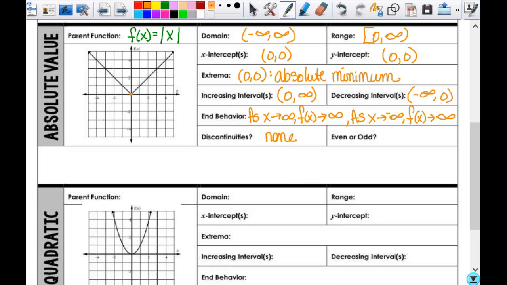Is it even, odd, or neither? Even, because it is symmetric with respect to the y-axis, right? It is even. Okay, everybody good with that?